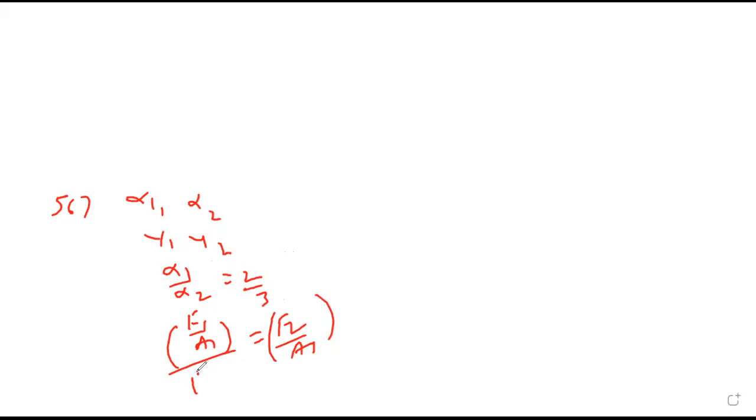Then what is y1 by y2? They are undergoing the same increase in temperature. What is y1 by y2? Stress is the same. Hello? Yes, sir. What is the y formula? F upon A, l by L, correct?